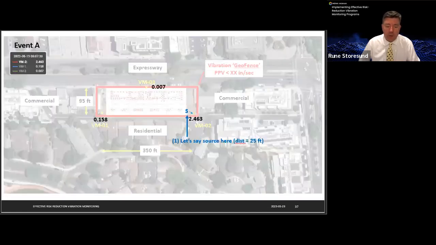So here's a layout of the 3 recorded PPV values recorded at the time we measured the 2.5 inches per second at location VM02 in the southeast corner of the site. For this back calculation, we'll assume that the source was located about 25 feet away from device VM02. Device VM01 in the southwest corner registered a value of about 0.16 inches per second, and device VM03 along the northern portion of the site measured a value of about 0.01 inches per second, 0.007.